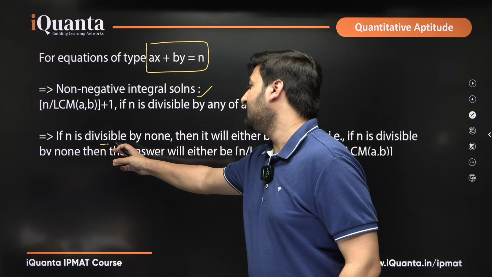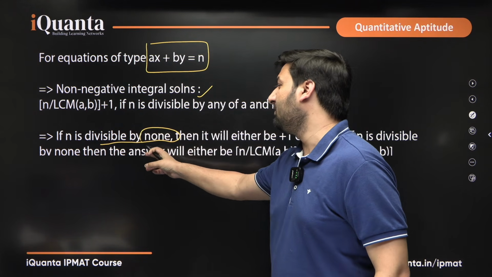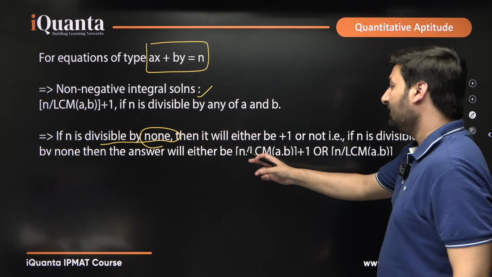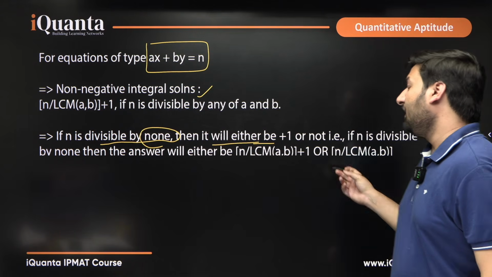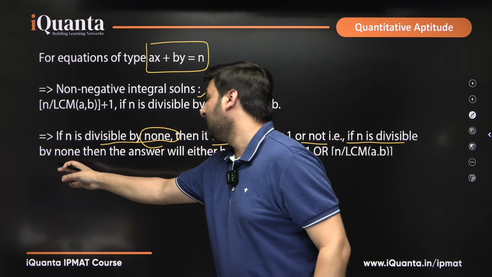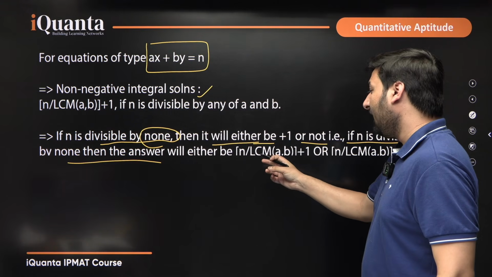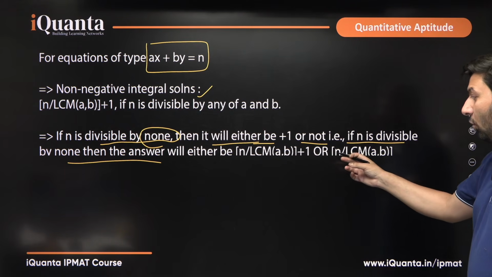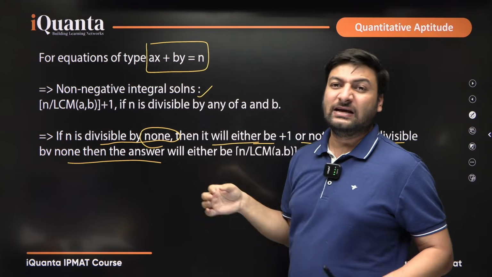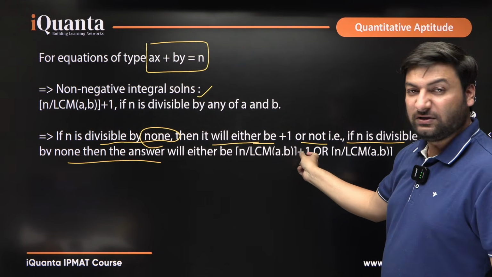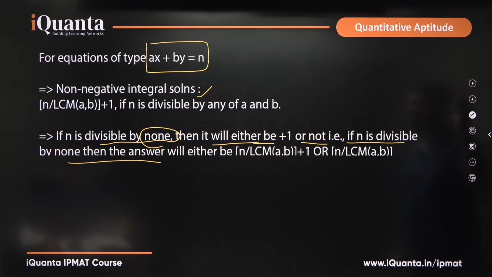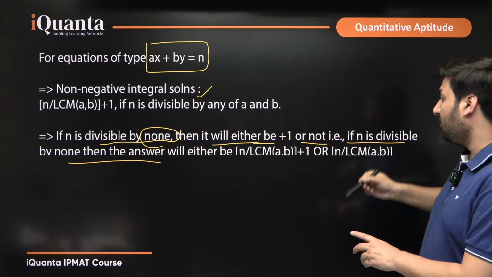If n is divisible by none, that means the number on the right hand side is not divisible by a or b, then the answer will either be n upon LCM of a comma b plus 1, or n upon LCM of a comma b. So, in such cases when n is not divisible by a and b, the answer can be either n upon LCM of a comma b plus 1 or just n upon LCM of a comma b, that we will have to decide. So, in such cases you have to be very careful.